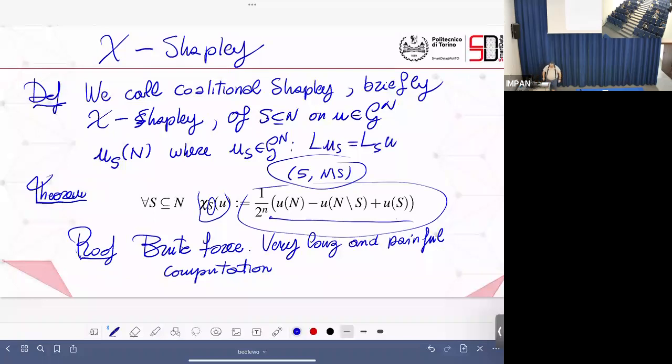Sampling, you make a random partition, then you compute on that and make an estimation. Also because you have some natural constraint. As an example, you can measure the difference between the sum of all these values and the worth of the grand coalition. You take the difference, and you can use this as a sort of loss. Yes, good idea.